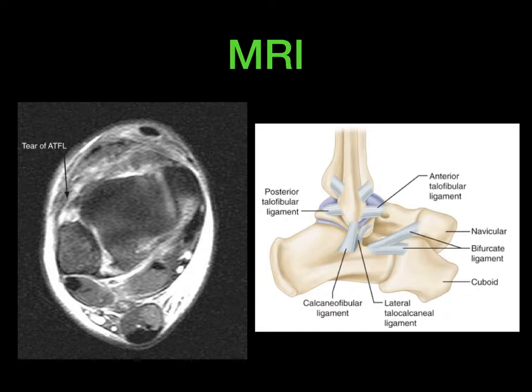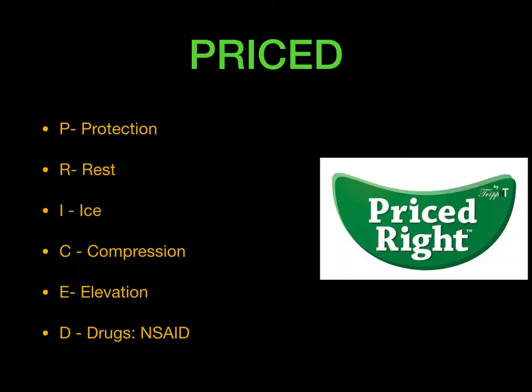On an MRI, you can see these structures more clearly, and you can see that there is a tear of ATFL in this slide. So, how do we manage these? So the mnemonic PRICE is the most appropriate for these conditions. So you protect them, you give them adequate rest, ice it, compress it, elevate, and start them on certain drugs.